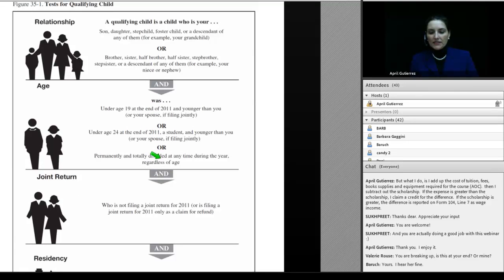All right, the IRS takes qualifying child and breaks it down for you into this nice little graph. You have a qualifying child if the child is related to you. And it defines what related means. Son, daughter, stepchild, foster child, or a descendant of any of them. For example, your grandchild. Or your brother, sister, half-brother, half-sister, stepbrother, stepsister, or a descendant of any of them. For example, your niece or nephew. And who was under age 19 at the end of the year and younger than you. Or under age 24 at the end of the year and younger than you. Or any age if they were permanently and totally disabled.